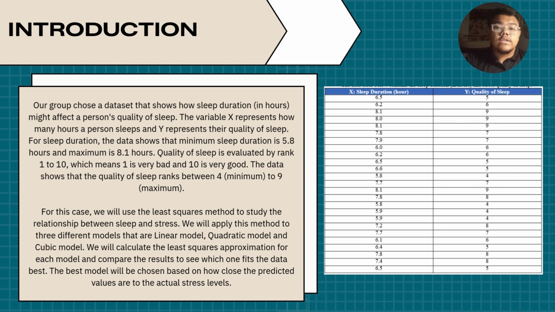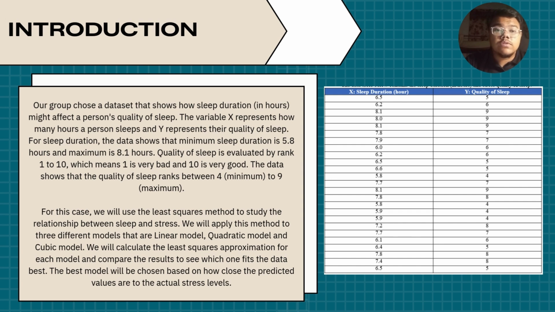Let's move to the introduction. Our group chose a dataset that shows how sleep duration might affect a person's quality of sleep. The variable X represents how many hours a person sleeps and Y represents their quality of sleep. For sleep duration, the data shows that the minimum is 5.8 hours and the maximum is 8.1 hours. Quality of sleep is evaluated by rank 1 to 10, which means 1 is very bad and 10 is very good. The data shows that the quality of sleep is ranked between 4 to 9.